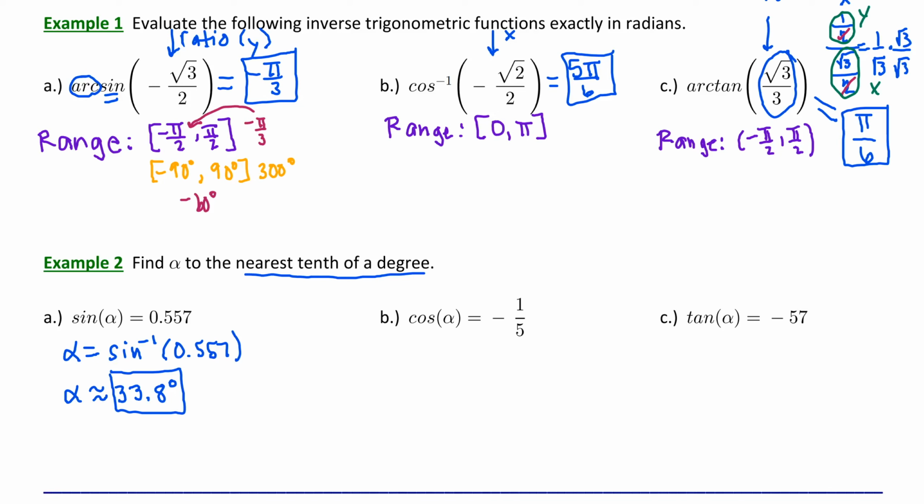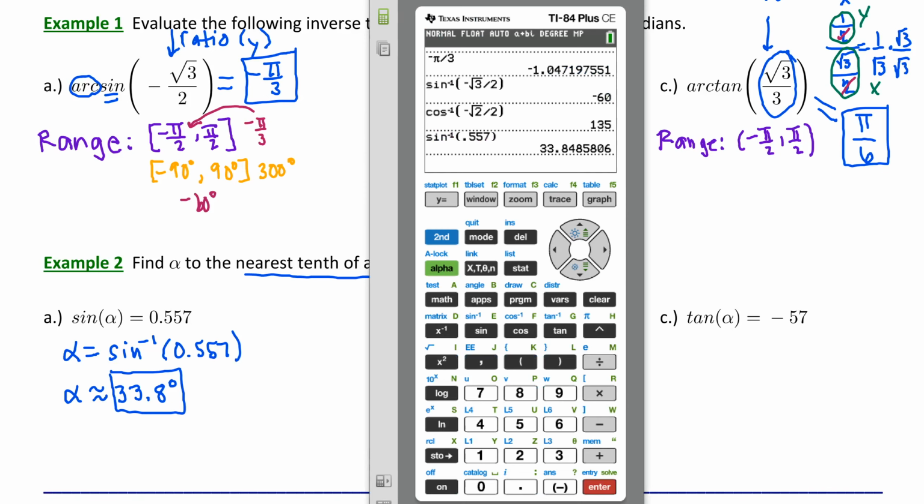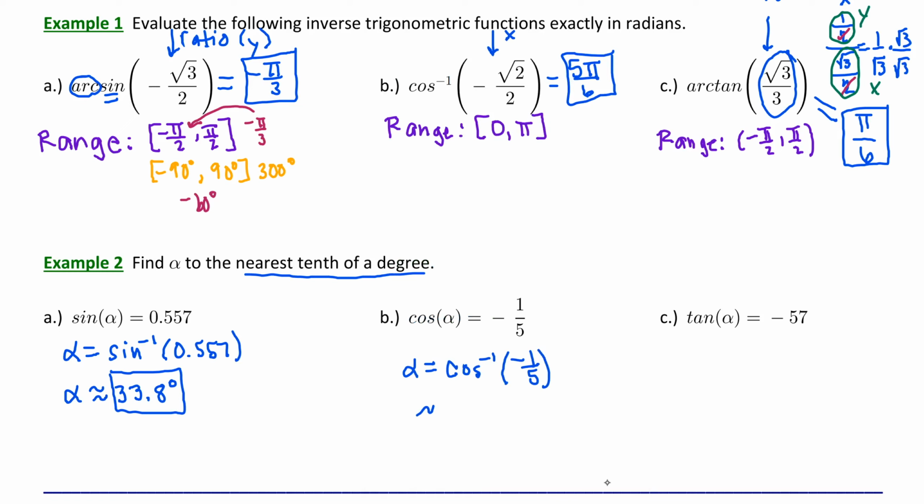If cosine of alpha equals -1/5, then the angle alpha is equal to inverse cosine of -1/5. So we'll just type that into our calculator. Second cosine accesses our inverse cosine. The ratio is -1/5, not a familiar unit circle value. This gives us a value of 101.5 degrees. Now remember, 101.5 is between 0 degrees and 180 degrees. It's in the appropriate range.